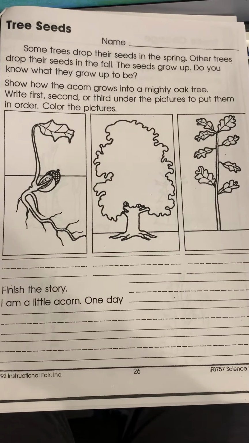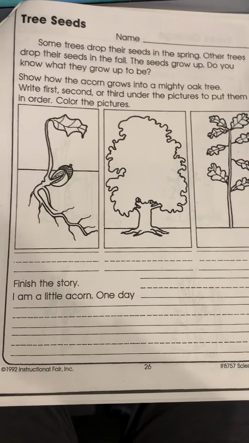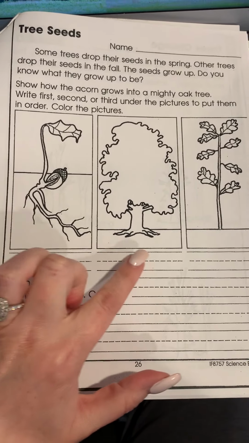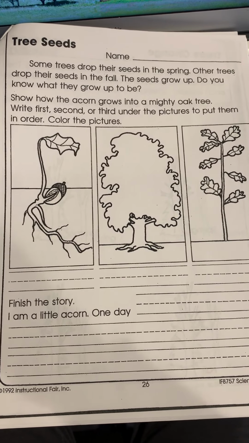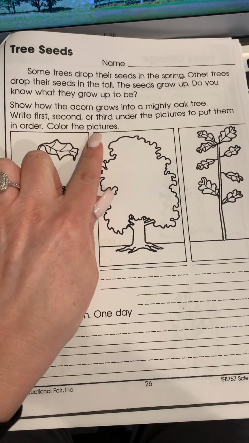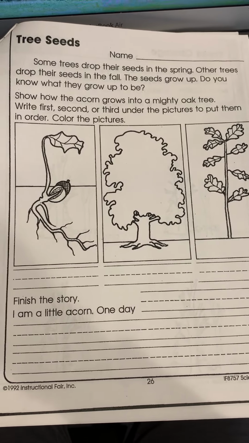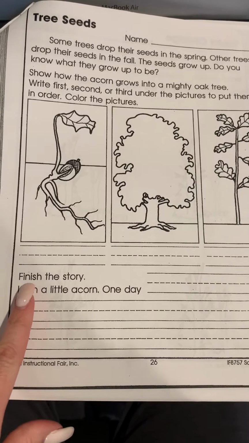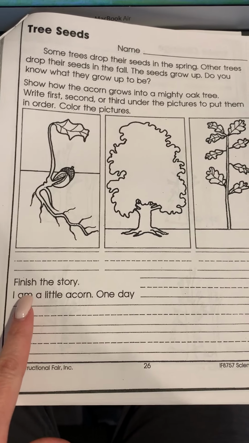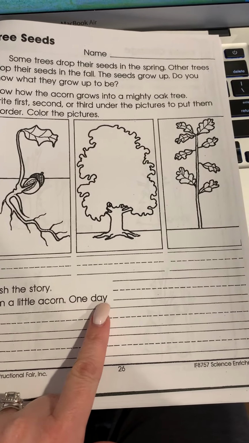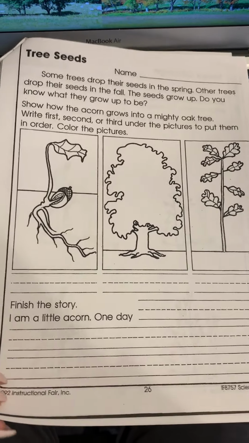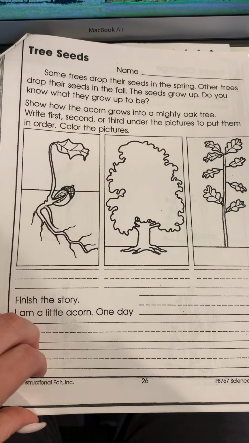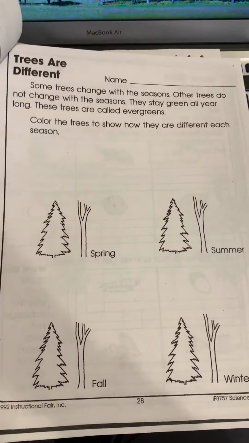So let's listen closely to those directions. You're going to write first, second, or third underneath the pictures, depending on the order. Then when you're done, it's telling you to color the pictures. Don't forget that part. And we have one more part at the bottom. It says, finish the story. I am a little acorn one day, and tell me, what happened to the little acorn one day? Be creative.